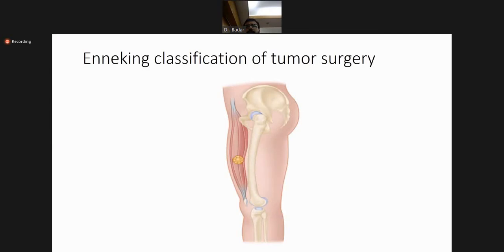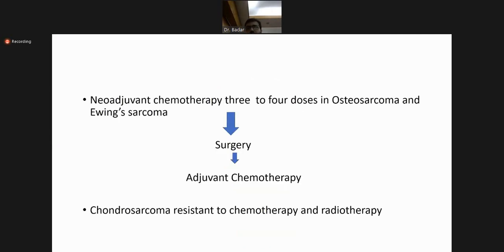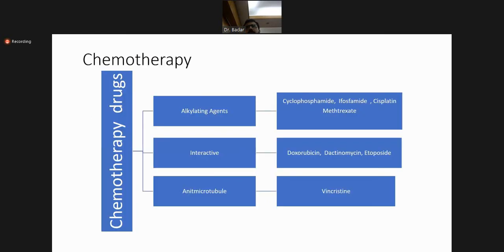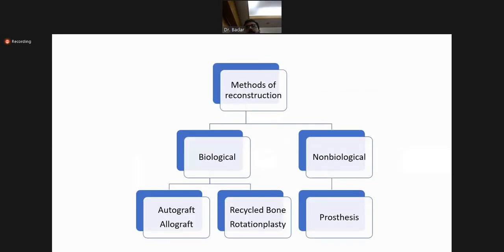And resection depends upon intralesional, marginal, wide marginal, or radical resection. So you need to do neoadjuvant and adjuvant chemotherapy in Ewing's and osteosarcoma, while chondrosarcoma is resistant to chemoradiotherapy. So these are the chemotherapy drugs that you want to give the patient before and after the surgery. And these are the methods of reconstruction, biological and non-biological.